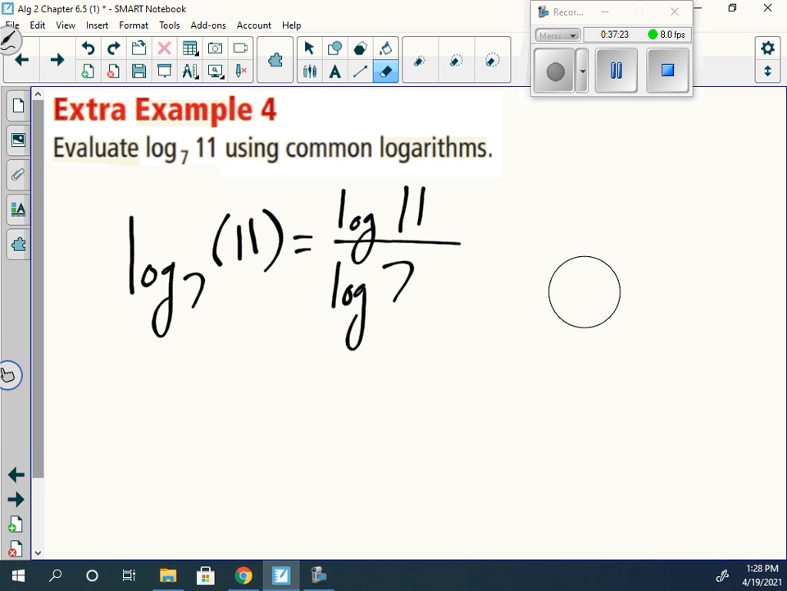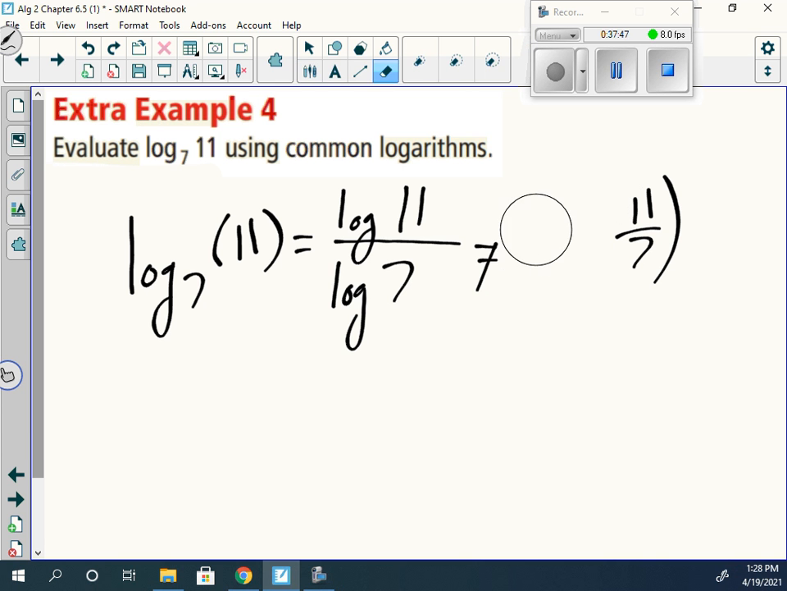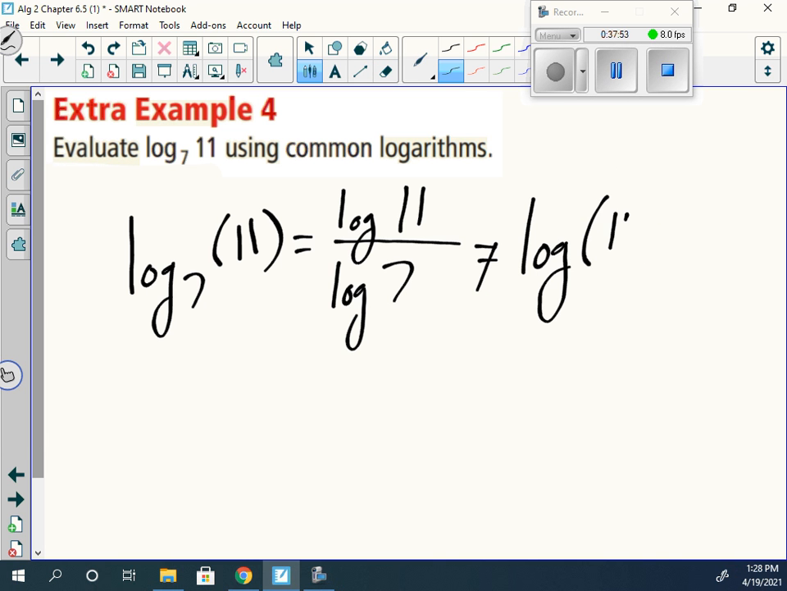But I want you to realize something with this here. This is not the same as this here. Because with our division property, if I have 2 things divided inside the log, I can rewrite it as subtraction. It does not work that 2 logs being divided is the same as division or subtraction inside of the log. It's also not the same as log of 11 minus 7. It doesn't work that way, because our division property only works if it's being divided inside the log itself.